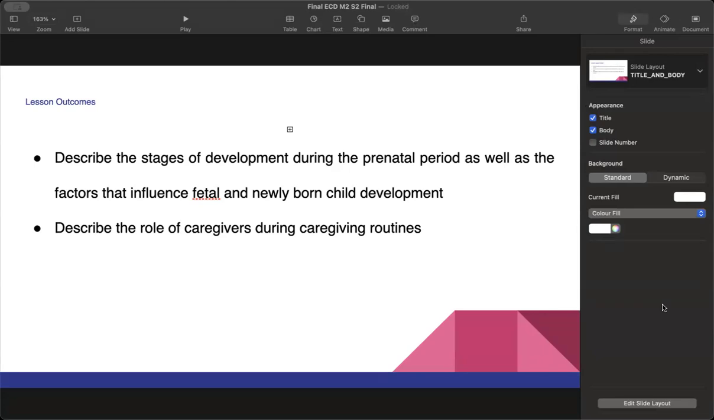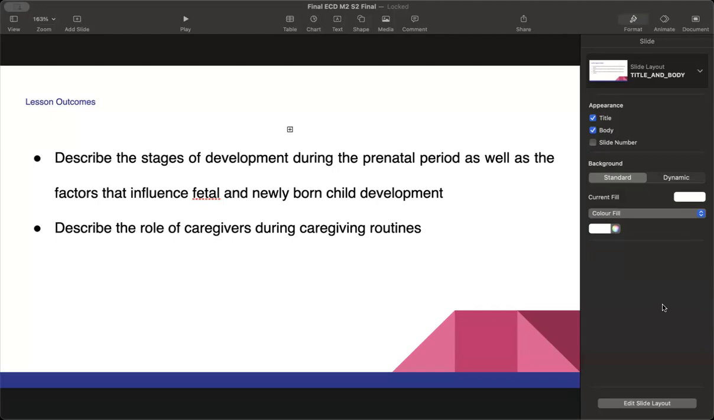All right, so we jump straight into the lesson outcomes. We are going to be learning today the different stages of development during the prenatal period, as well as the factors that influence fetal and newly born child development, firstly. And then, secondly, we will be describing the role of the caregivers during caregiving routines. So, for our setting in the ECD world, every time you see the word caregiver, it would be referring to you as the facilitator, as the teacher, as the primary caregiver for the day in that class.